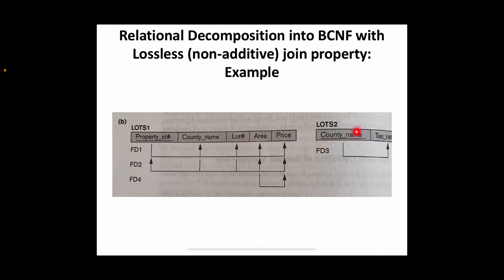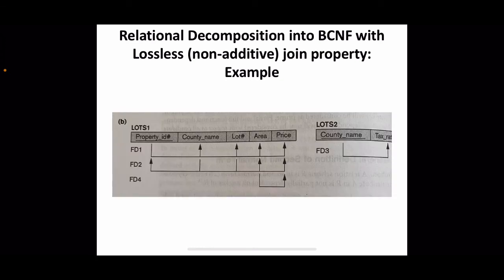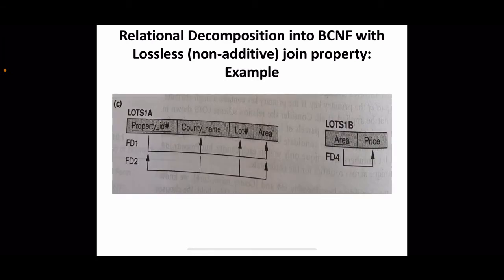If so, we have to repeat the same procedure again and again. Applying this procedure, we will get this: Lots 1, the first relation, will again be decomposed into Lots 1A and Lots 1B, because area determines price is again a dependency which violates BCNF. Based on that, we will decompose Lots 1 into two different relations, one in which price is removed. Price, that is the Y part of the dependency, is removed. We will get the first relation, then X union Y, that is area and price together, will form the second component schema.